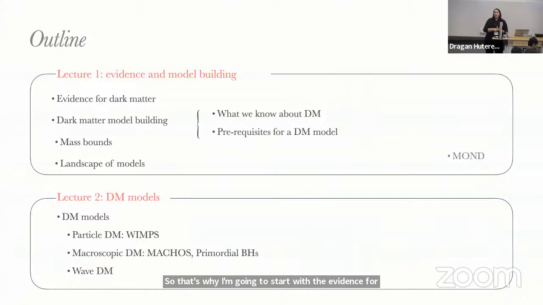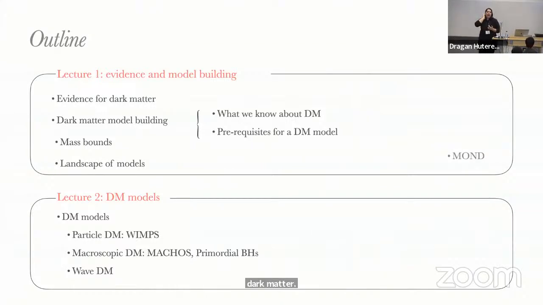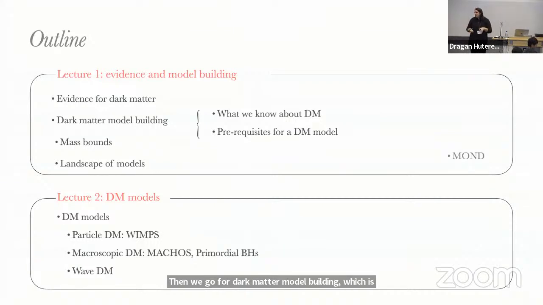Then we go to dark matter model building, which is basically what each of those observations we have nowadays tell us about the properties of dark matter. So although we don't know what dark matter is, we know quite well the properties of dark matter. Dark matter is one of the most well-measured problems in physics that we don't know what it is. So we measure quite well. We have many observations. We know the properties a lot, but we still don't know what it is.